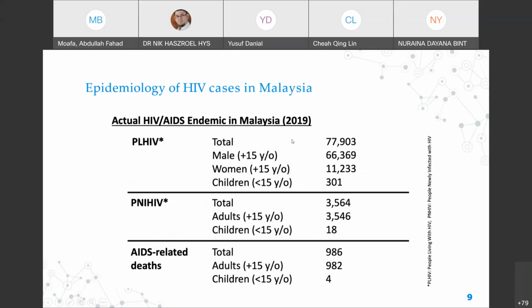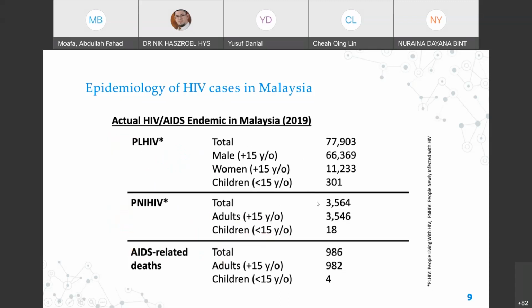Now here comes the actual number of the HIV and AIDS epidemic in Malaysia for the year 2019. It's a bit less than what was estimated. Just now it was 88,000, but the actual number is 77,000, with the male and female counterparts of the number. So that's for people living with HIV. Then people newly infected with HIV for the year 2019.